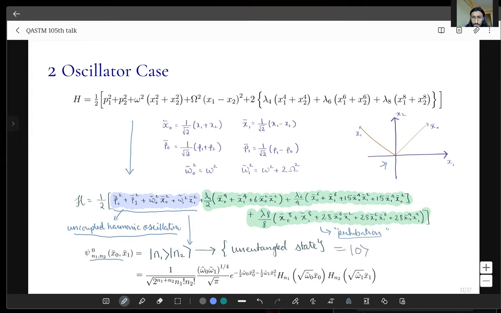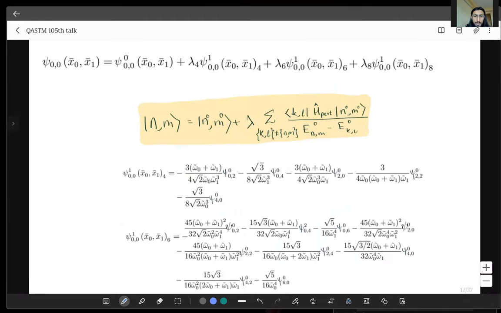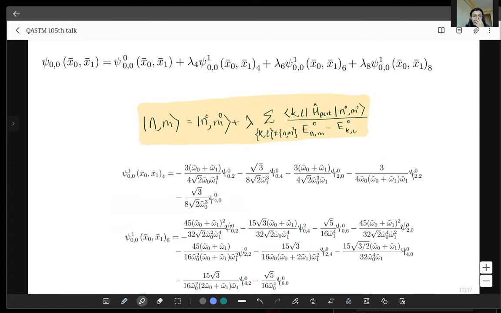So what we do is we focus on the ground state. We take 0, 0, which is an unentangled state. The non-perturbed part is an unentangled state, and this is the wave function of the ground state oscillators. Now to this we'll add perturbation. So we'll use our very old good friend, perturbation theory, which we use almost everywhere. The time-independent perturbation theory. This is the unperturbed wave function, and this is the perturbation.